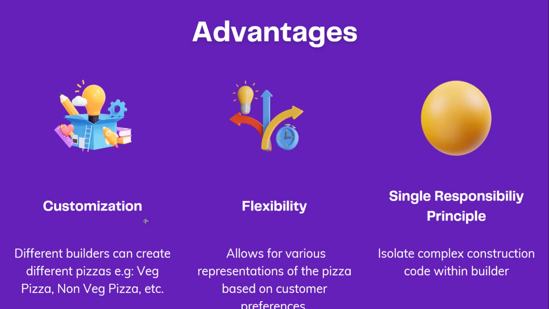Second thing is flexibility. It allows for various representations of the pizza based on customer preferences. And the third advantage is single responsibility principle. So we have isolated the complex construction process from the pizza class to the pizza builder class. So pizza is a simple POJO. It just has the attributes, and the construction logic resides inside the pizza builder.